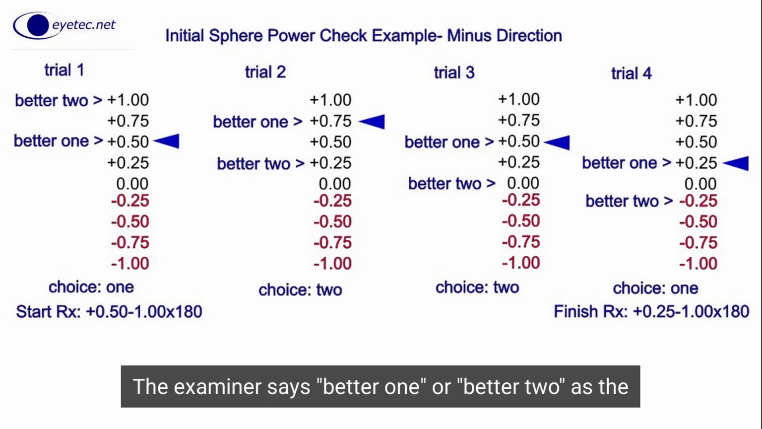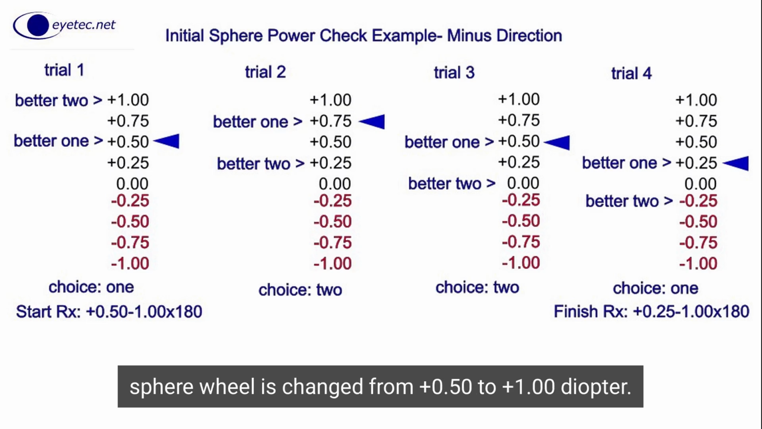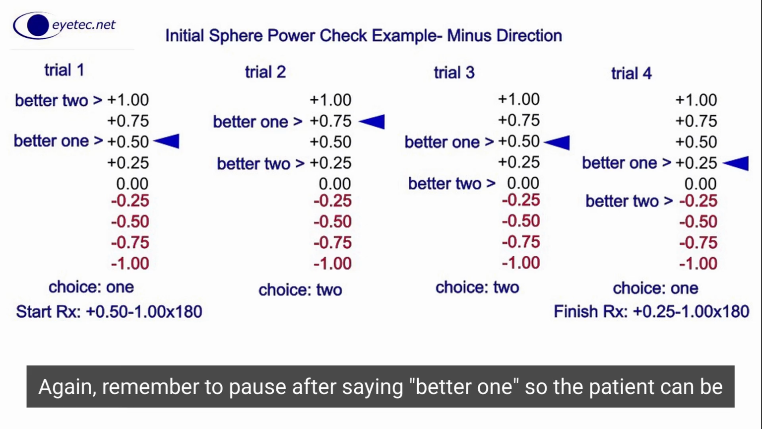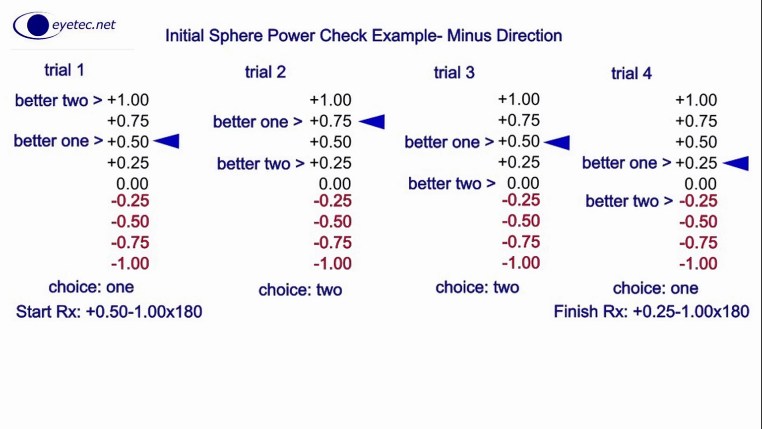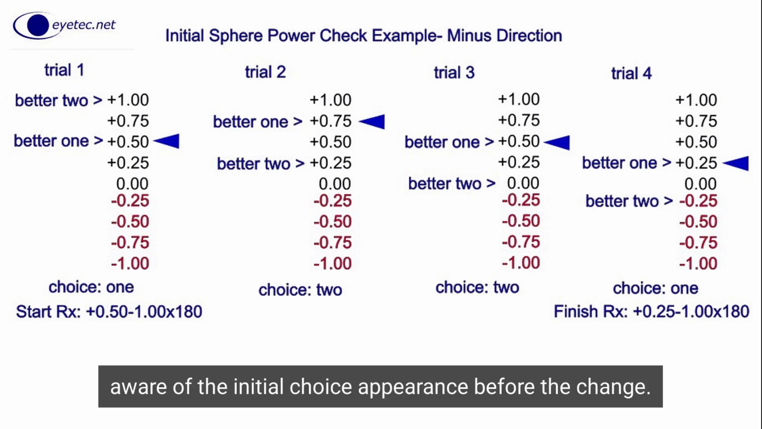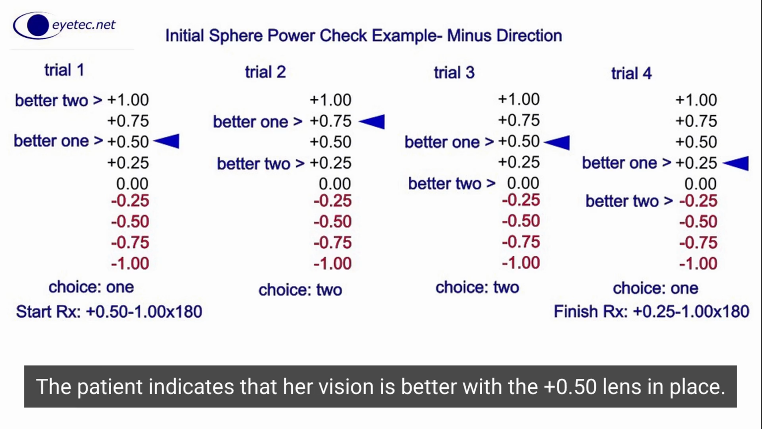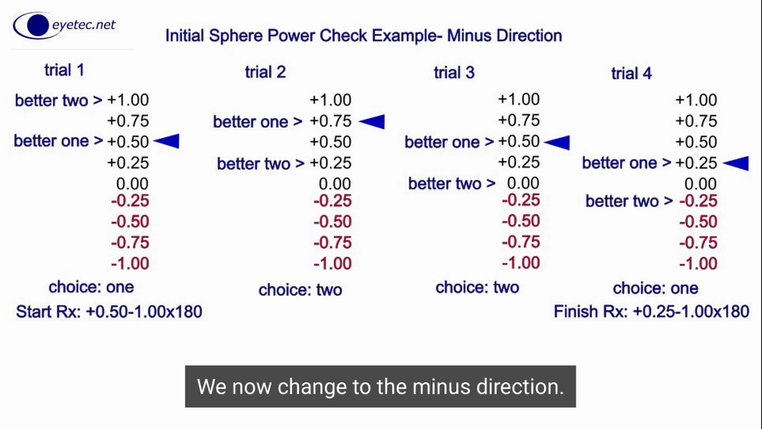The examiner says better 1, or better 2, as the sphere wheel is changed from plus 50 to plus 1 diopter. Again, remember to pause after saying better 1, so the patient can be aware of the initial choice appearance before the change. The patient indicates that her vision is better with the plus 50 lens in place. We now change to the minus direction.